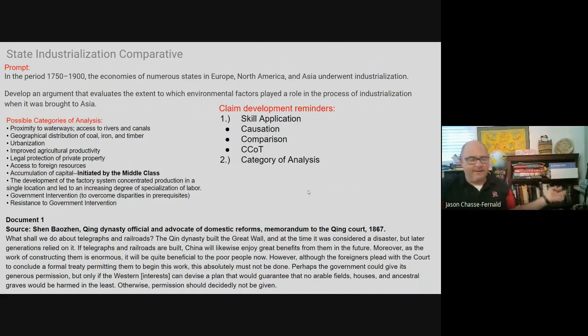All right, so with that in mind, we read through this document. So what shall we do about telegraphs and roads? This is a document about bringing industrial technology to China. So go ahead and read this, and then I'll discuss it after a minute. All right, so welcome back. What I'll often start with is: is there any evidence in this document of Confucian influence?